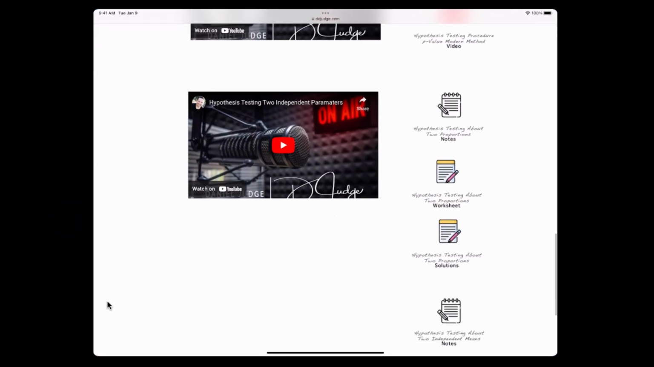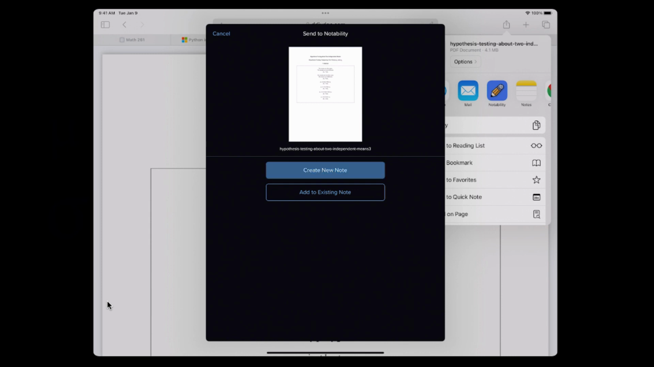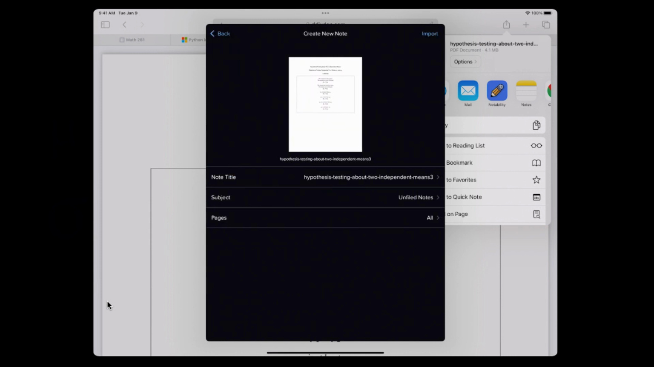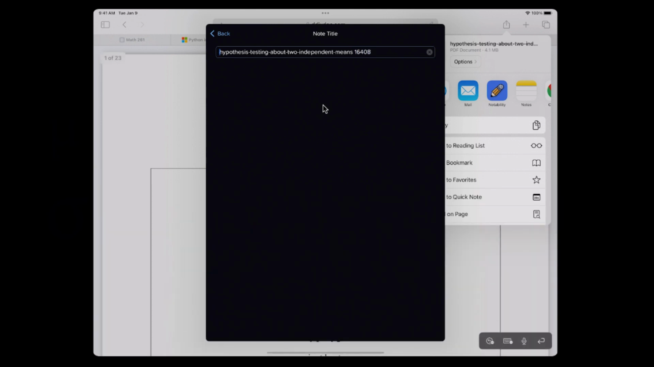Yes. Introduce you guys to the following here. Let's see. What section are you guys in again? I'm going to say this. Introduce you guys to hypothesis testing about two means. Okay, and I think you're section 16408. Okay.